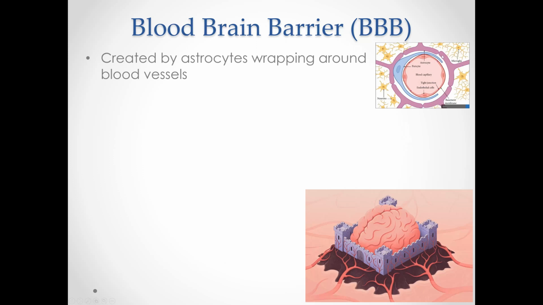They have tight junctions between one foot and another, so that nothing is passing from this blood vessel out to the neurons if the astrocytes do not let it. So anything that will damage astrocytes will damage the blood-brain barrier as well.